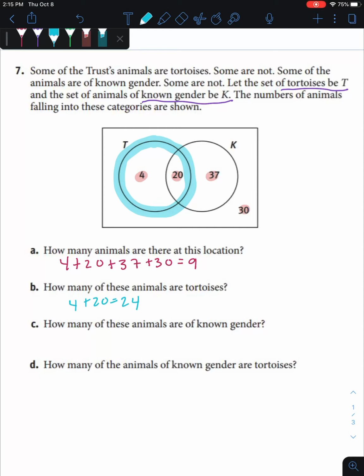How many of the animals are of a known gender? So now I'm looking at everything in this circle in the Venn diagram. So I'm going to do 20 plus 37, which equals 57. And then how many of the animals of known gender are tortoises? So that is going to be this area in here, in the intersection. And I get 20.